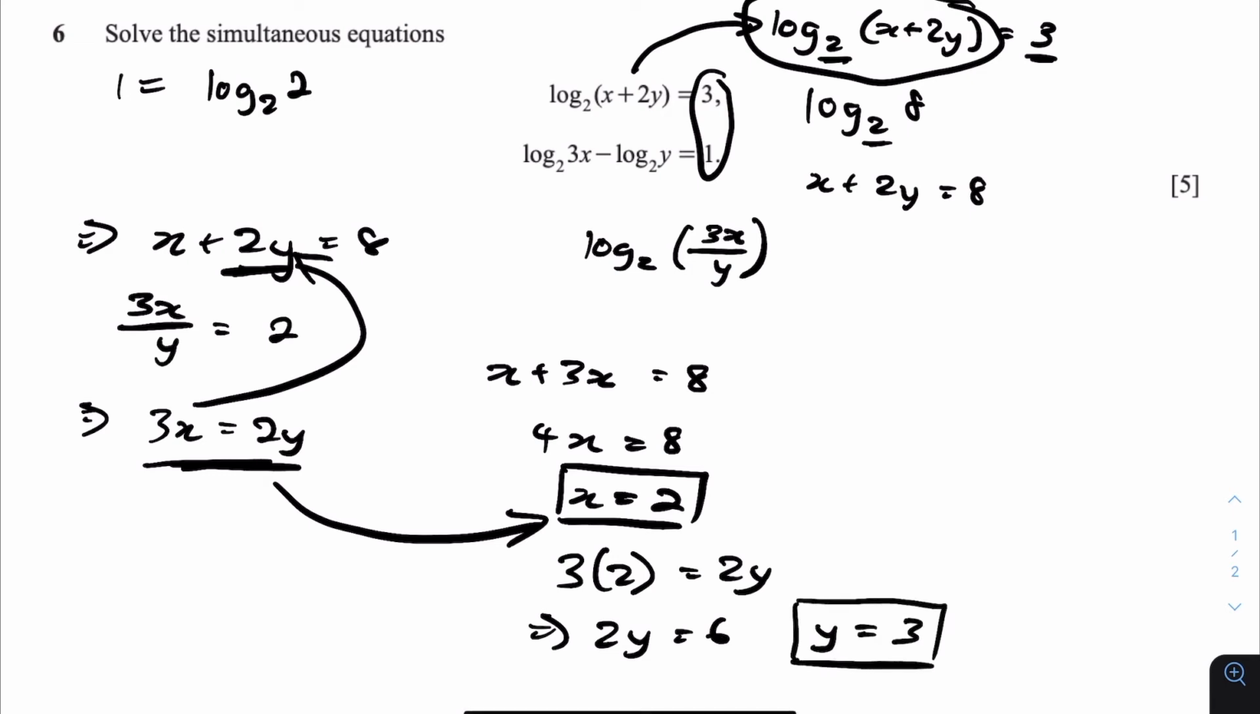So, while this problem may look very daunting at first, you can actually simplify it into a linear set of equations, which will make it very easy to solve for. So x equals 2 and y equals 3. There's only one set of solutions over here.